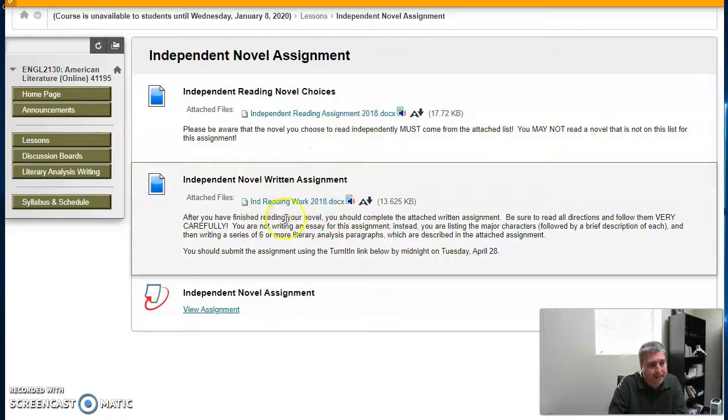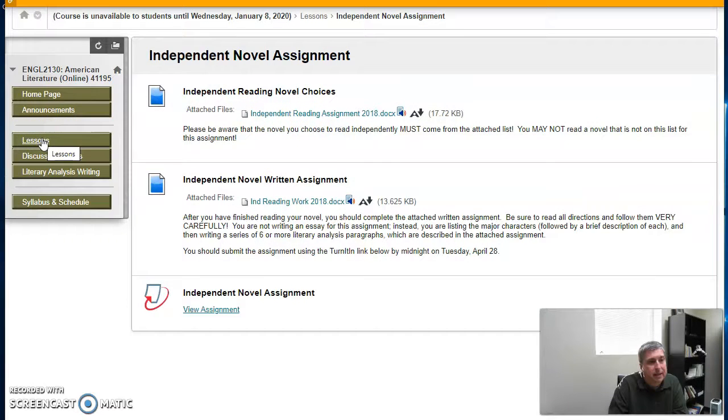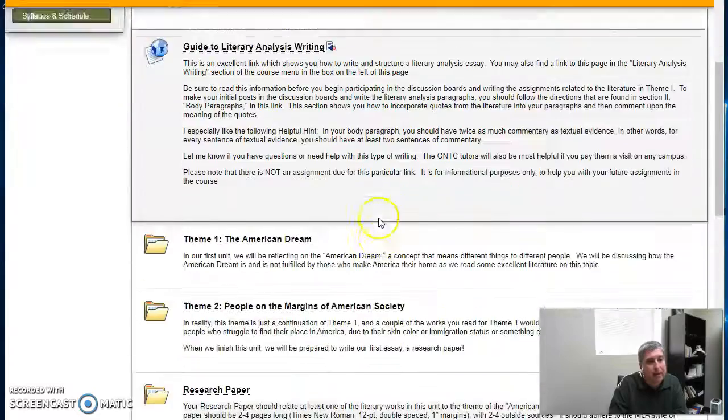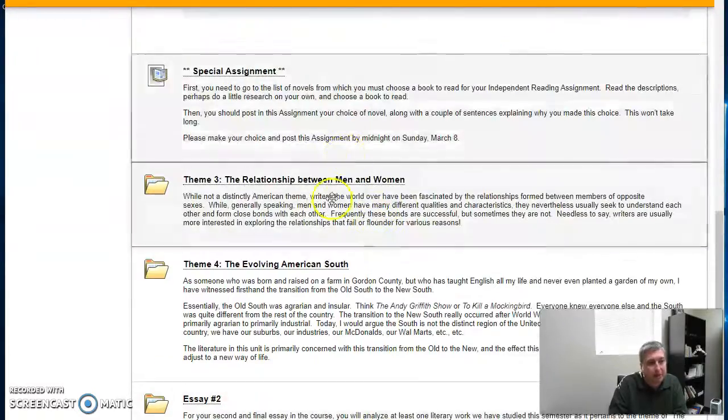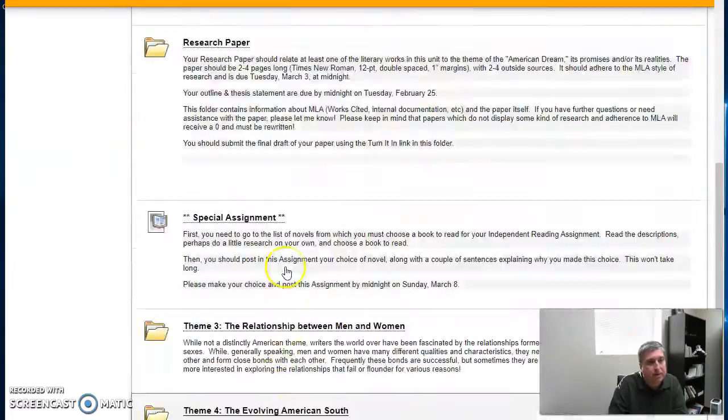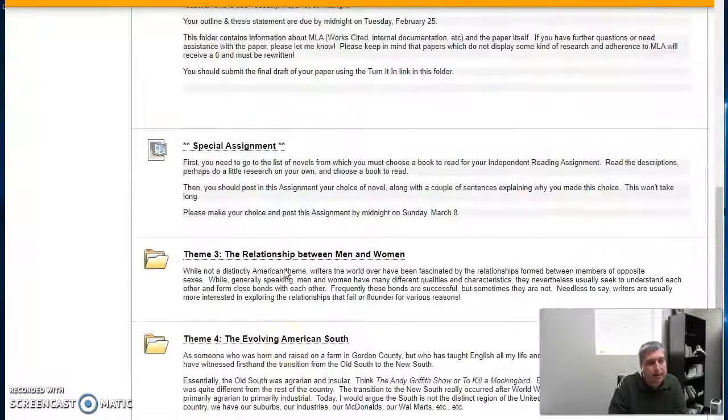And then there's a writing assignment here that you have to complete once you have finished reading your novel. That's a big assignment, 15% of your final grade. It's due at the end of the semester. But anyway, do pay attention to that. Otherwise, I think it's pretty self-explanatory. Note the due dates and keep up with your work.